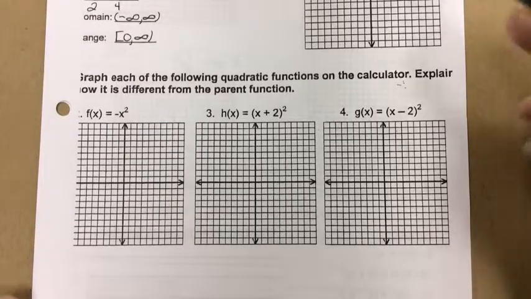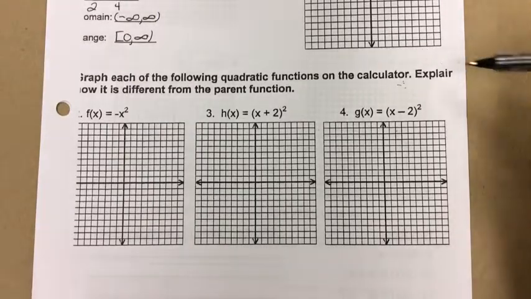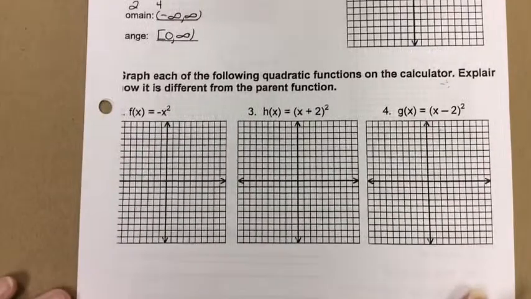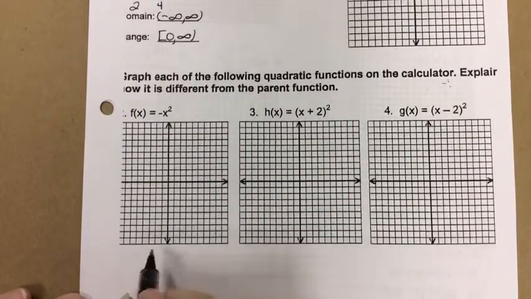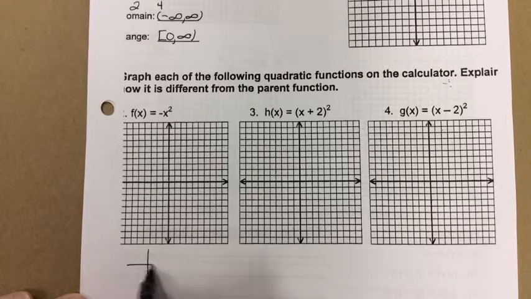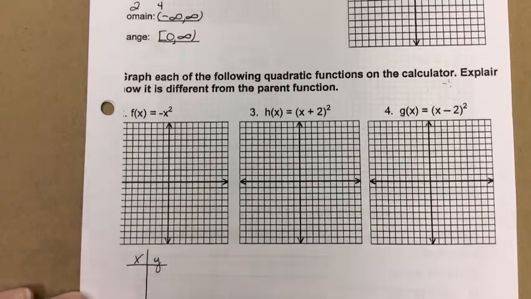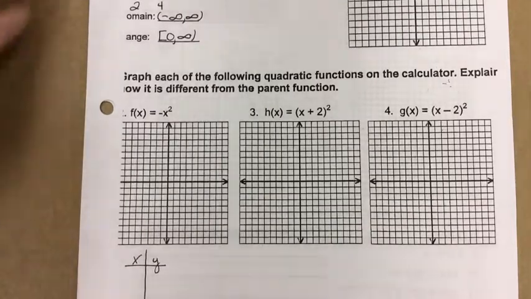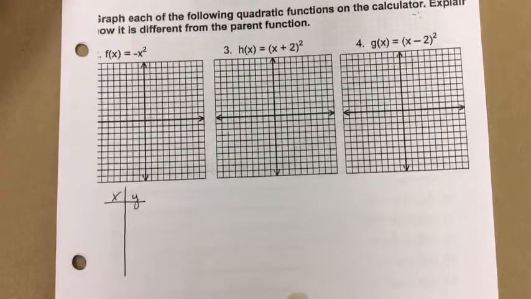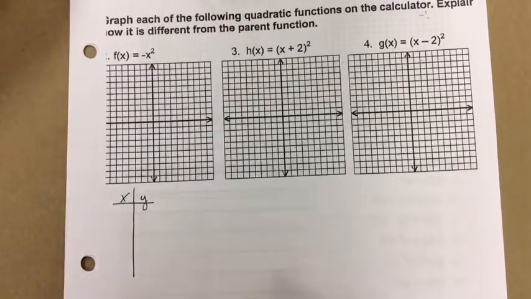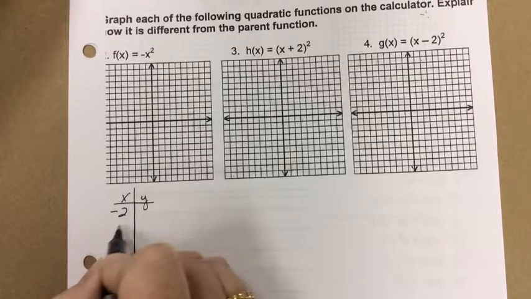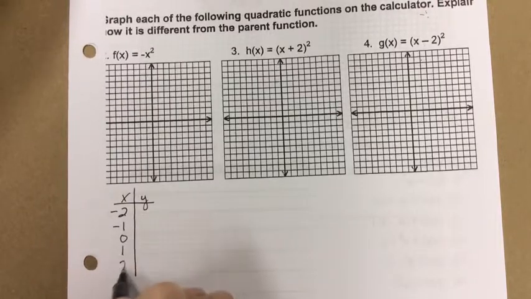Okay, now we're going to graph each of the following quadratic functions on the calculator and explain how it's different from the parent function. The first one is f of x equals -x squared. I want us to do a table on this one, and we're going to have to do tables on these until we get to where we see a pattern, and there is a pattern that we're going to see. But for right now, we're going to have to do a table. So I want you to plug in -2, -1, 0, 1, and 2.